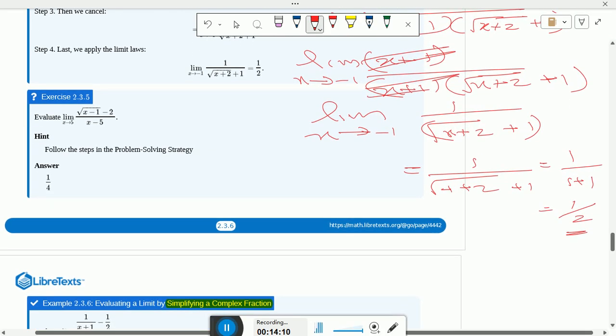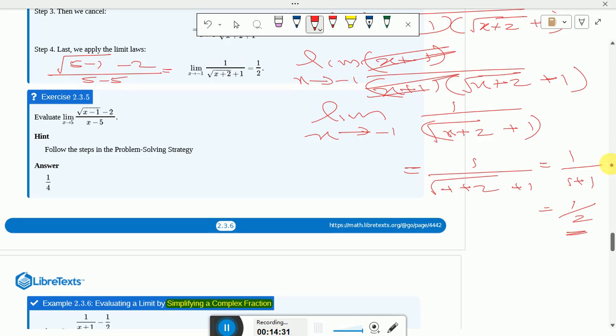Now we will look at this question. If I directly replace here, the question is limit x approaches 5 of square root of x minus 1 minus 2, over x minus 5. If I directly replace 5 here, what will happen? Square root of 5 minus 1 minus 2 over 5 minus 5. 5 minus 1 is 4, square root of 4 is 2, so 2 minus 2 over 5 minus 5. So we get 0 divided by 0 as an answer. We cannot provide this as an answer.